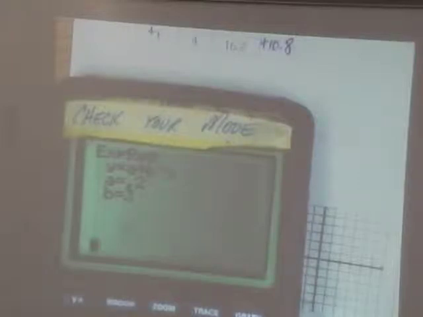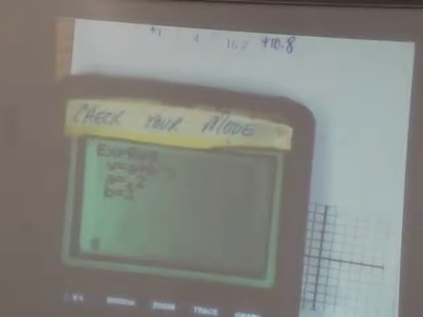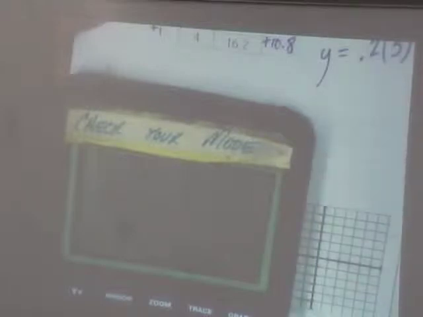Stat, calculate, exponential regression. So it wants us to put it in this form, y equals a b to the x power, but it tells us what our a and b are. So it's y equals 0.2 times 3 to the x power.